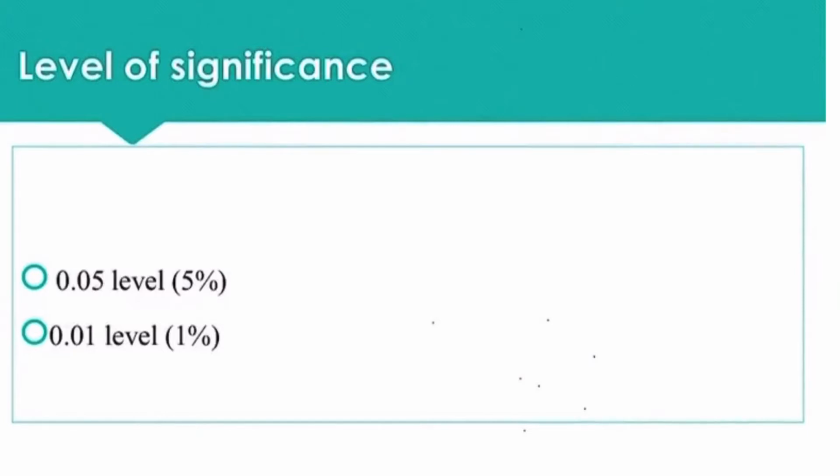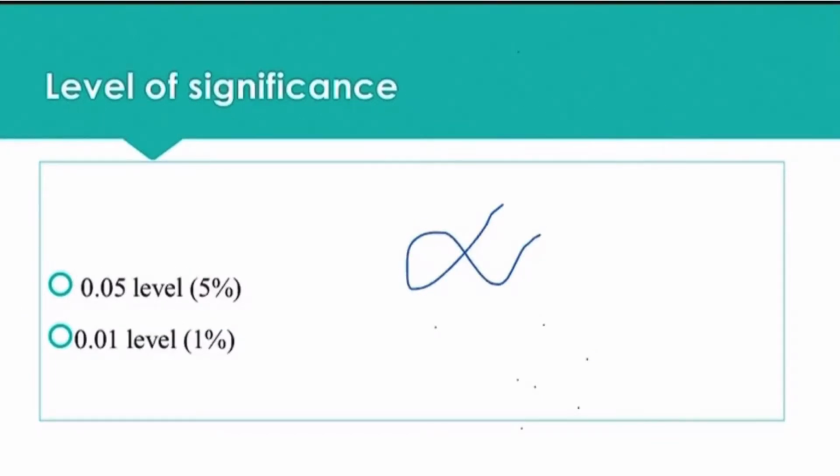Next is level of significance. Level of significance is set before testing the hypothesis. It is denoted by the symbol alpha. The level of significance is the probability of making a wrong decision when the null hypothesis is true. That is, rejecting the null hypothesis when it is true, which is also a type of error. We will cover that later. If the null hypothesis is true, we will accept it, right? But if we reject it, then it is an error. This level of significance indicates what is the probability of committing that error.